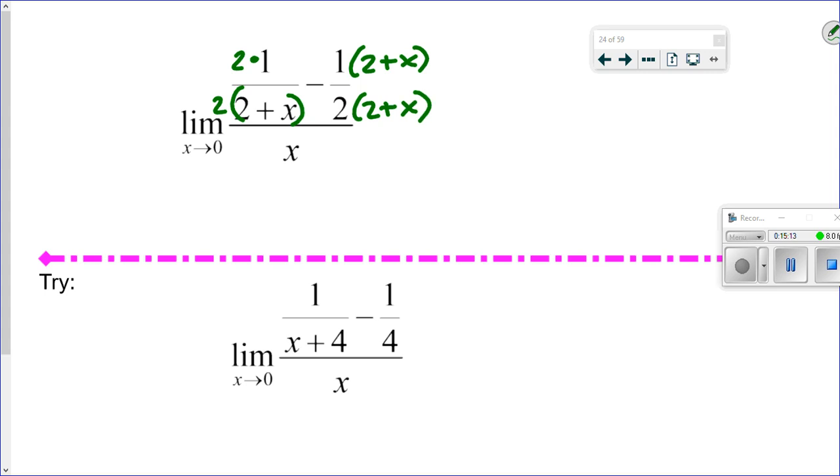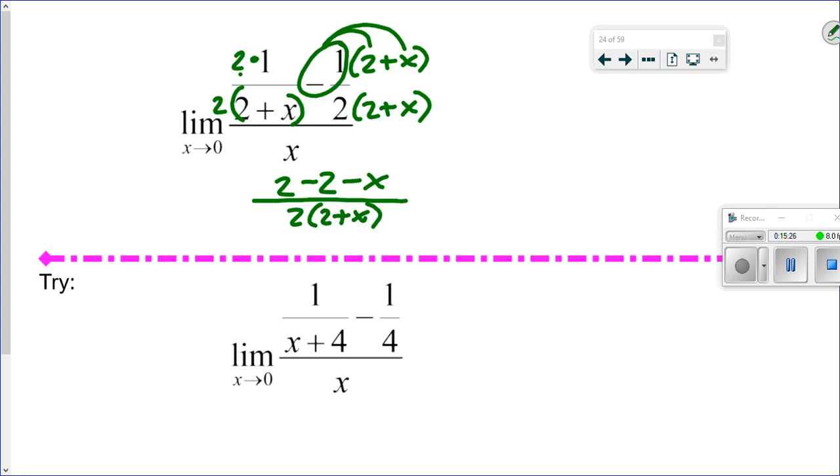So on top, I now have 1 times 2, which is 2. This is really negative 1, so negative 1 times 2 and negative 1 times x. And I have 2 times 2 plus x. Now don't forget I have this x here, so I'm still dividing by x, which is really x over 1.